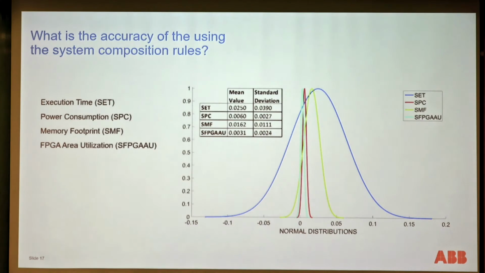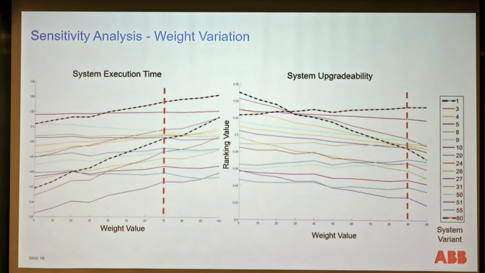And we have also calculated the normal distribution, which you can see that we have a lower standard deviation for basically all of the four properties, which means that there is some deterministic error that can eventually be compensated via some offset. The last part related to the validation was to perform the sensitivity analysis.